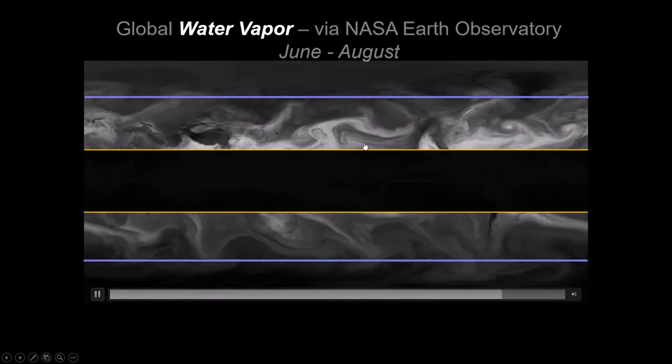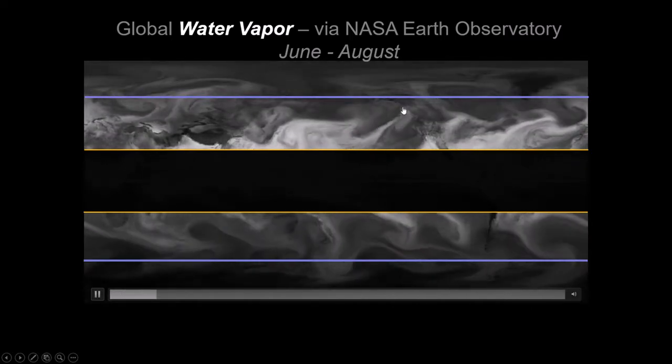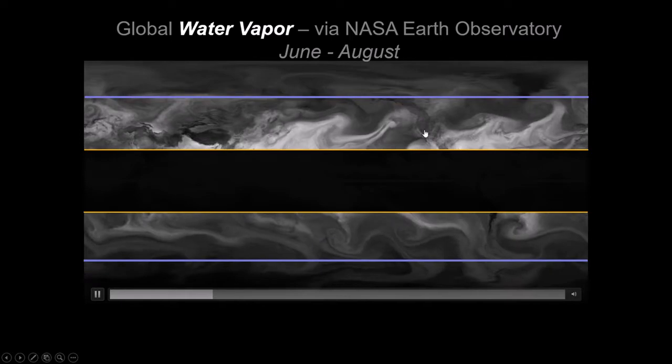This is high pressure, clockwise. Low pressure. Oh, there's a low pressure spinning and hitting the coast. Another low pressure spinning and hitting the coast of the United States here.